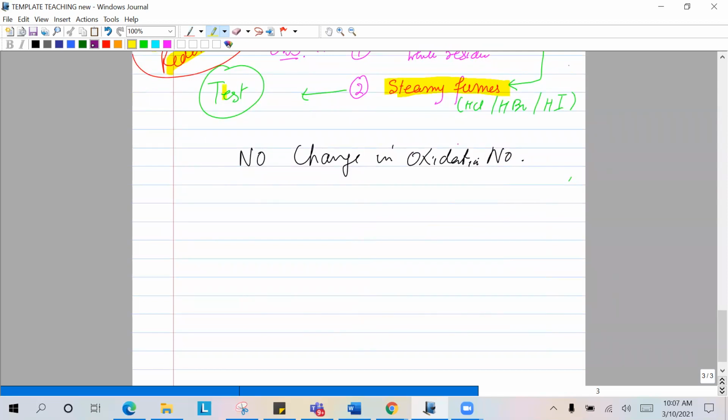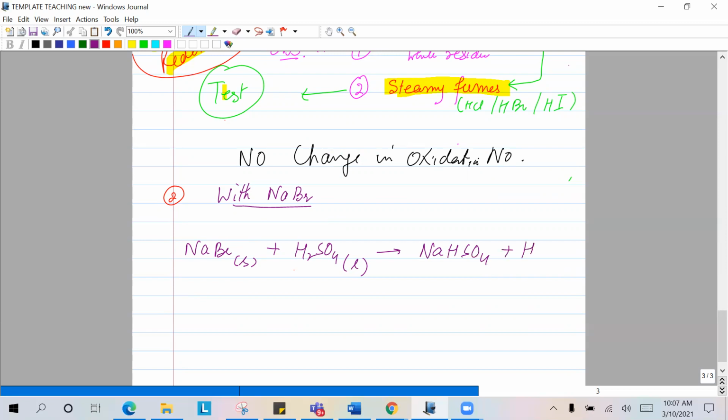Now, if you move on to the next one, that is with NaBr. I'm using NaBr, but it could be any group 1 bromide. So in your exam, they may give you KBr. That's the same thing. If you react NaBr, remember it is solid, with H2SO4, remember it is concentrated, so you will write it as a liquid. It will form NaHSO4 plus HBr.